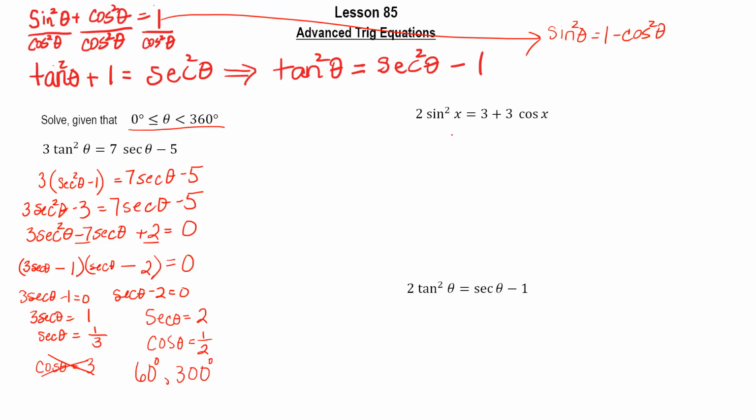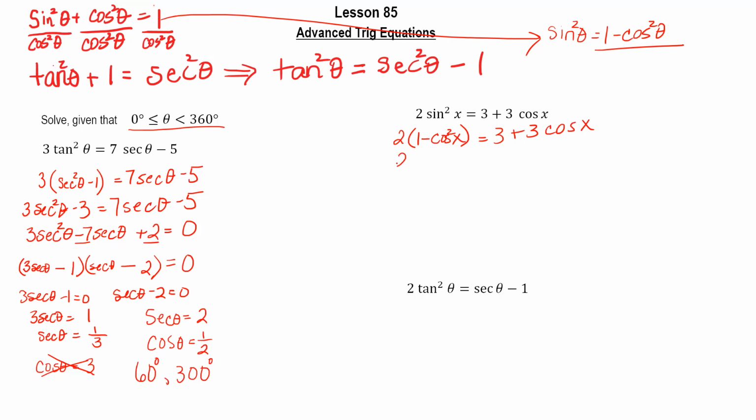And we're going to do that so that we will have all cosines instead of a sine and a cosine, because we want this to be a quadratic equation that we can factor. And we can't do it when there are 2 different trig functions in there. So we're going to substitute 1 minus cosine squared for the sine squared. So 2 times 1 minus cosine squared x equals 3 plus 3 cosine x. So now we have an equation we can deal with. It's just going to be a quadratic equation in cosine x.